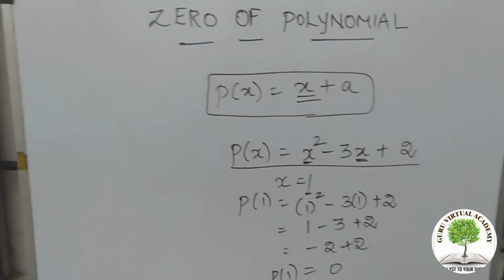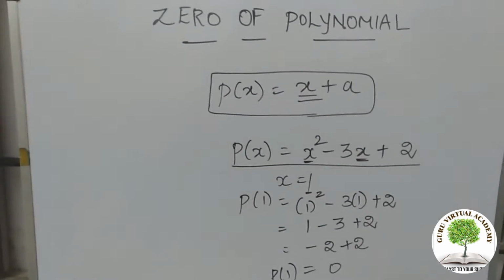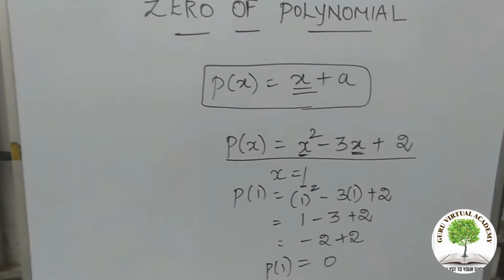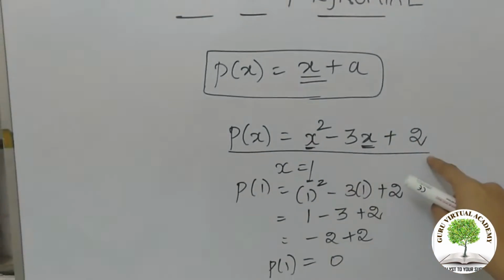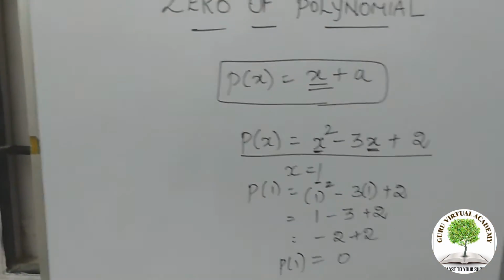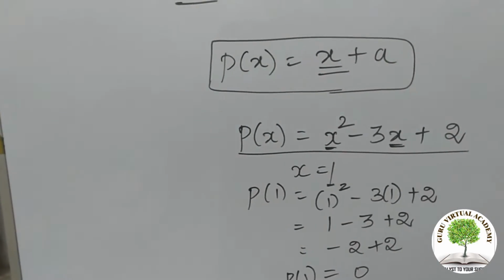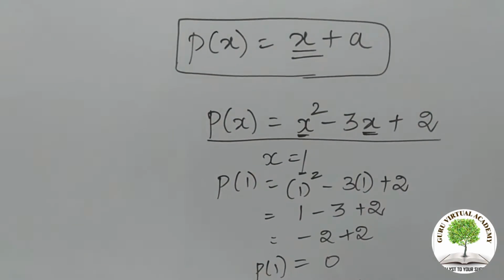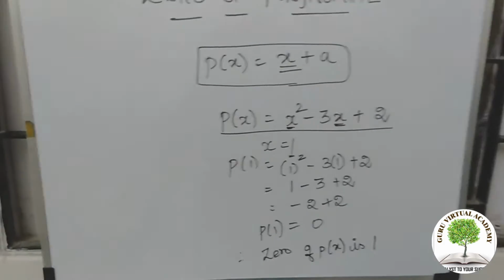So the value of x for which the entire expression becomes 0 is called the 0 of a polynomial. Over this expression, when I substitute the value of 1 in place of x, my polynomial turns out to be 0. So therefore, the 0 of polynomial p of x is 1. This is how we write the value.